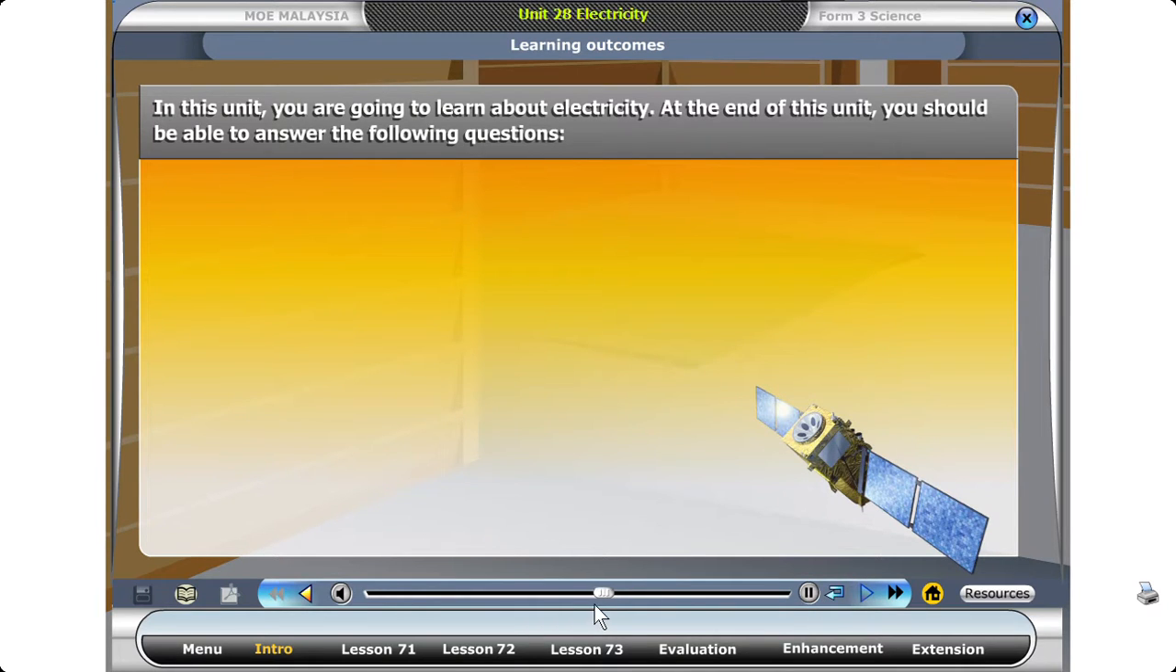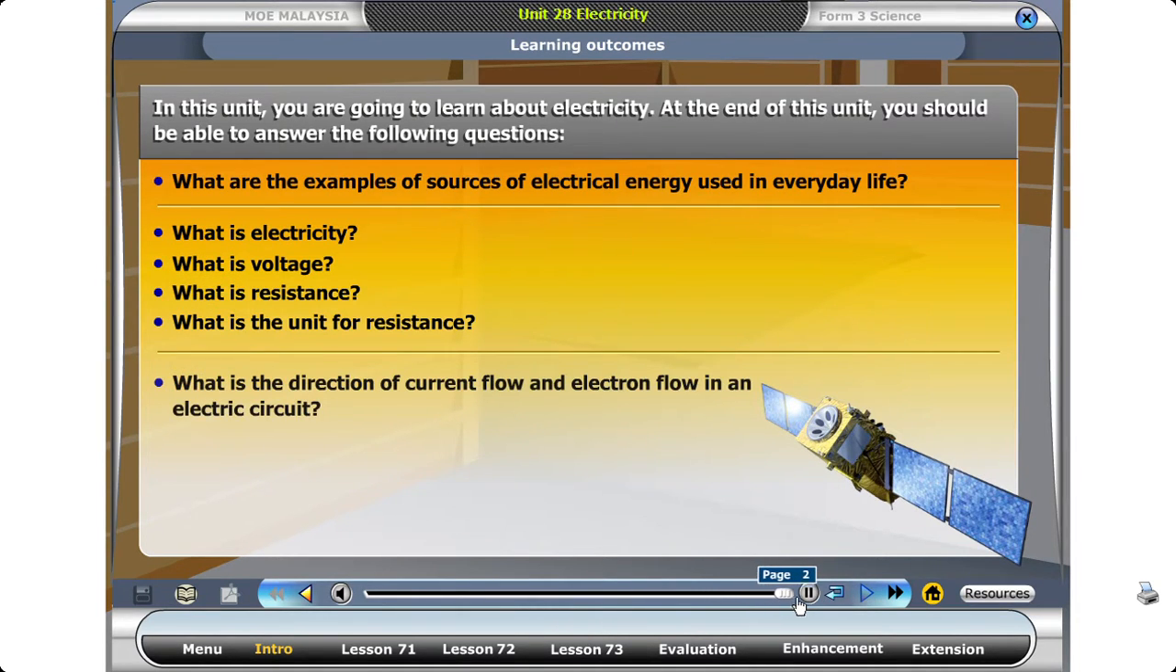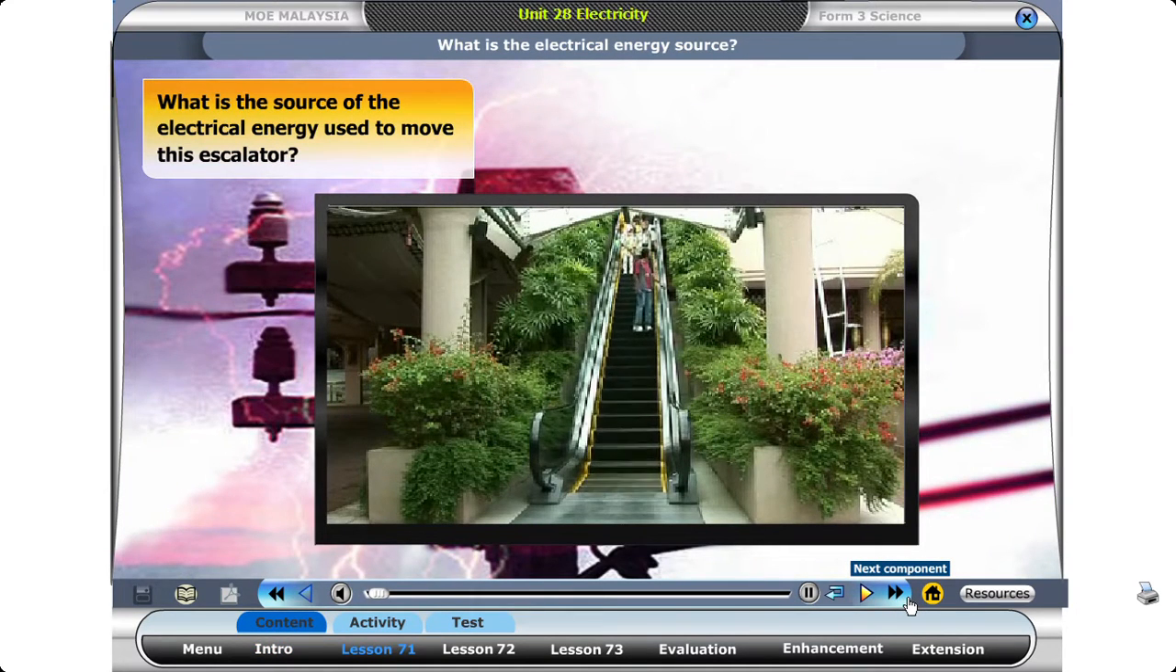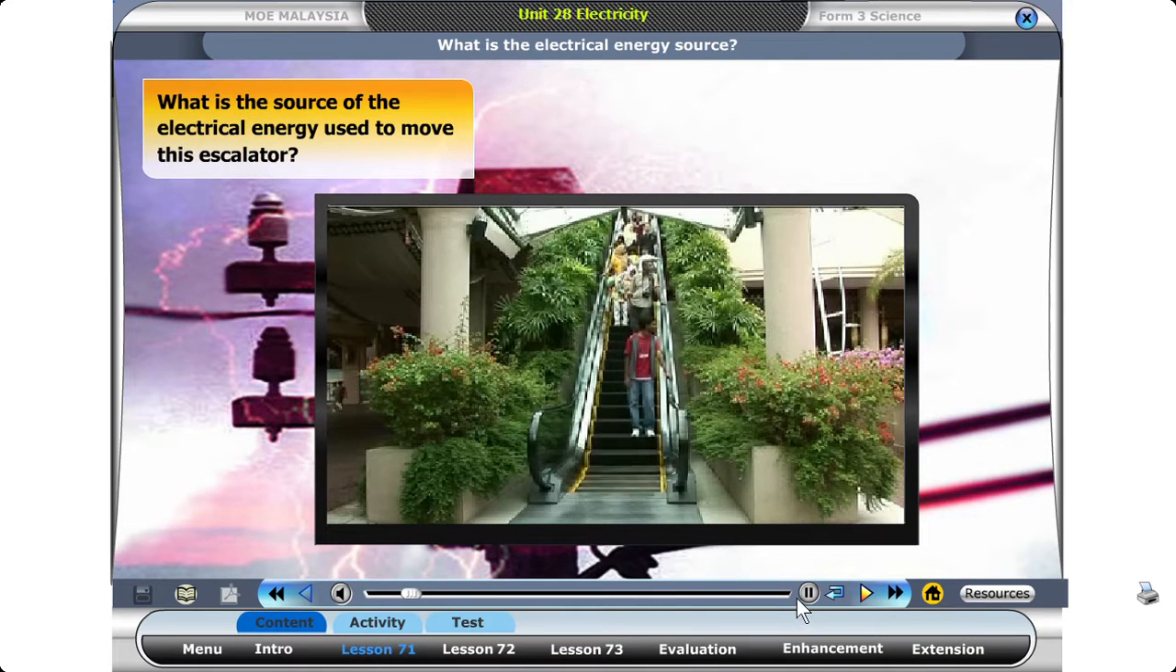In this unit, you are going to look at the escalator. What is the source of the electrical energy used to move this escalator? Let's find out.